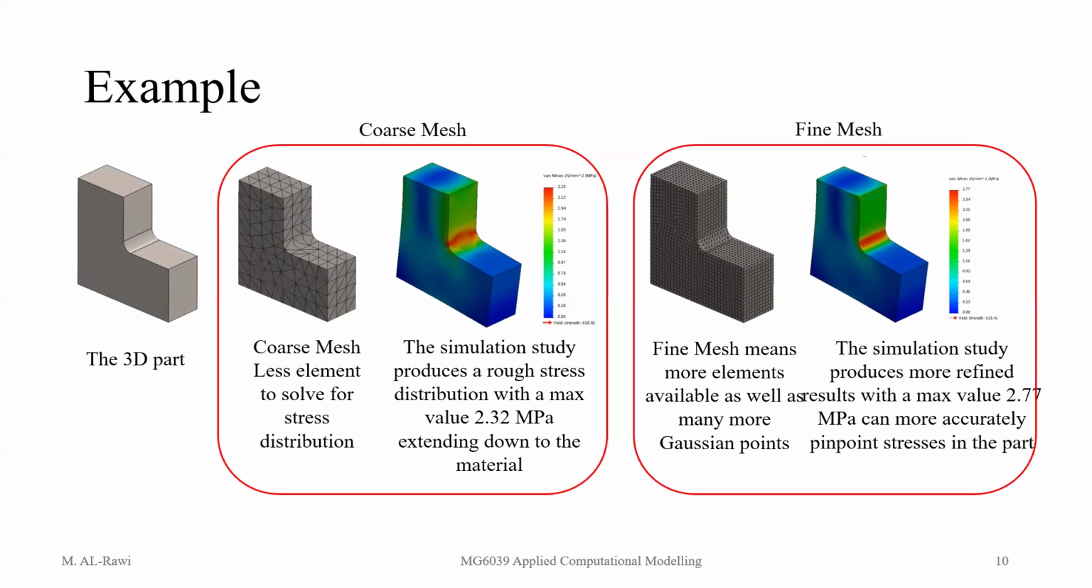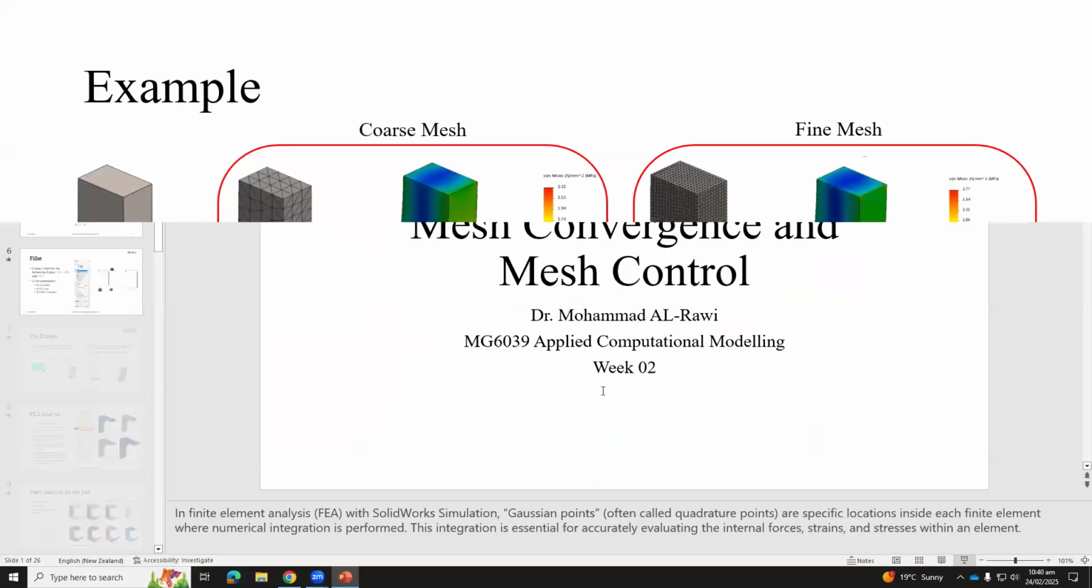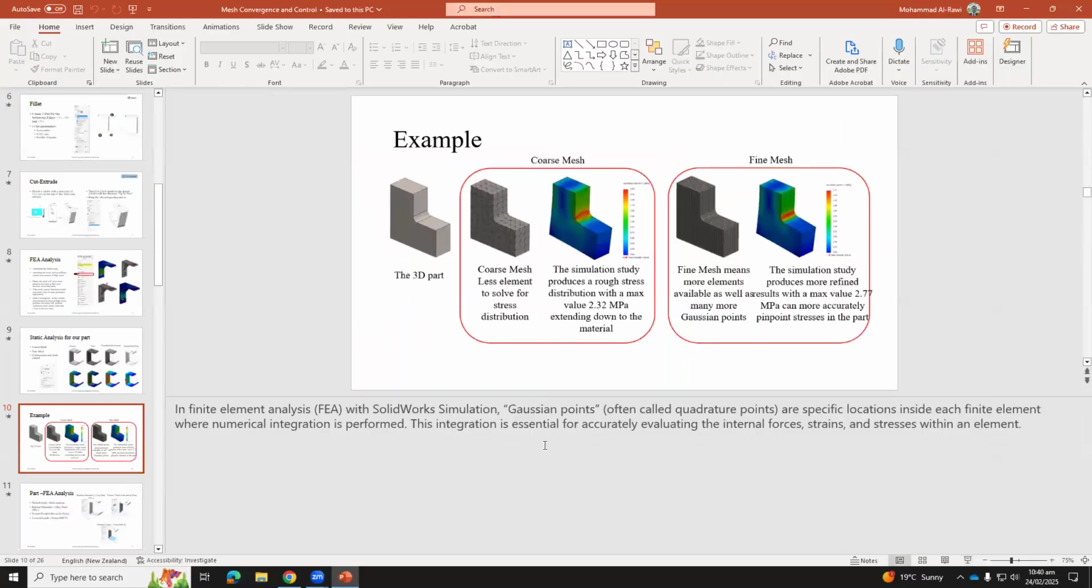So what is the Gaussian definition? I wrote it in the notes here. In finite element analysis with SolidWorks Simulation, Gaussian points, often called quadrature points, are specific locations inside each finite element where numerical integration is performed. This integration is essential for accurately evaluating the internal forces applied on the geometry, strain, and stresses within the elements.